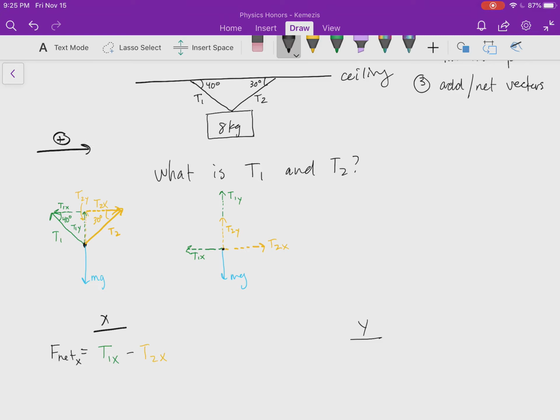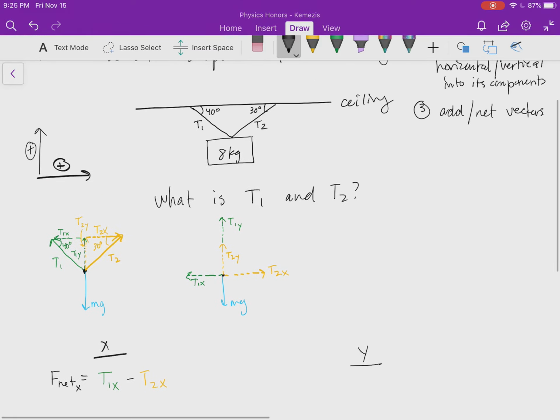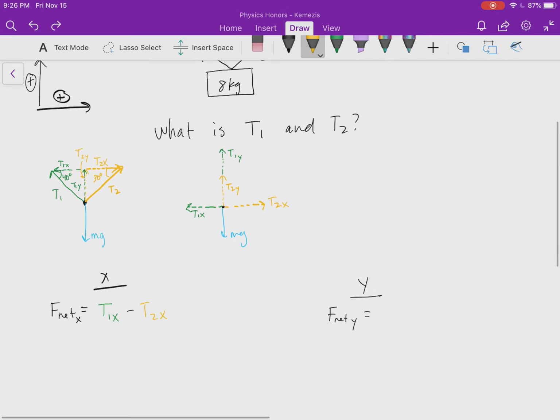In general, let's just make sure we define which ways are positive and which ways are negative, just so we have that. So this is our adding / netting our vectors in the x direction. We can do the same thing in the y, F net y. And here, I'm going to look at what's happening in our y direction. And in this case, we actually have 3 vectors. 2 of them are going up, 1 of them is going down.